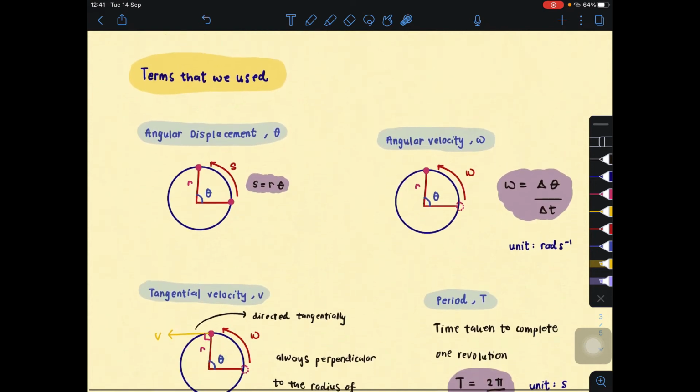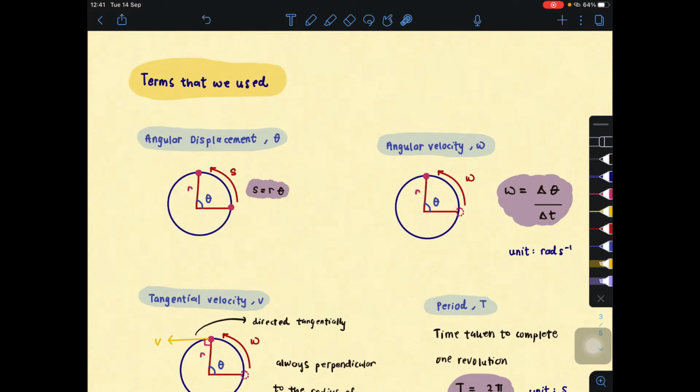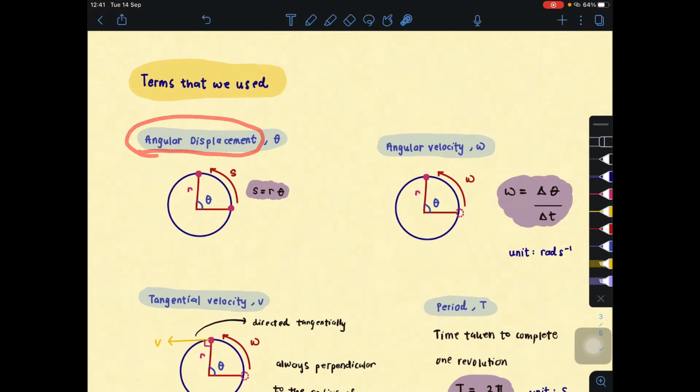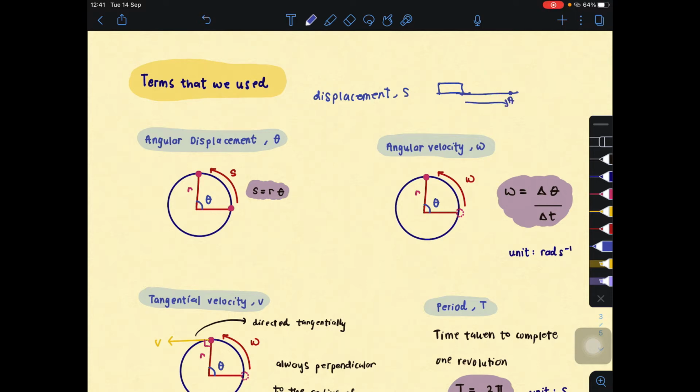Okay, so now we look at the terms that we use in circular motion. First is angular displacement, ataupun dia punya simbol adalah theta. So dalam linear motion, kita ada displacement, iaitu kita guna S, which is if the object is here and then it moves to point A, ni adalah displacement. But now since we are having a circular motion, bulat kan, so kita panggil dia sebagai angular displacement, which is the angle here.